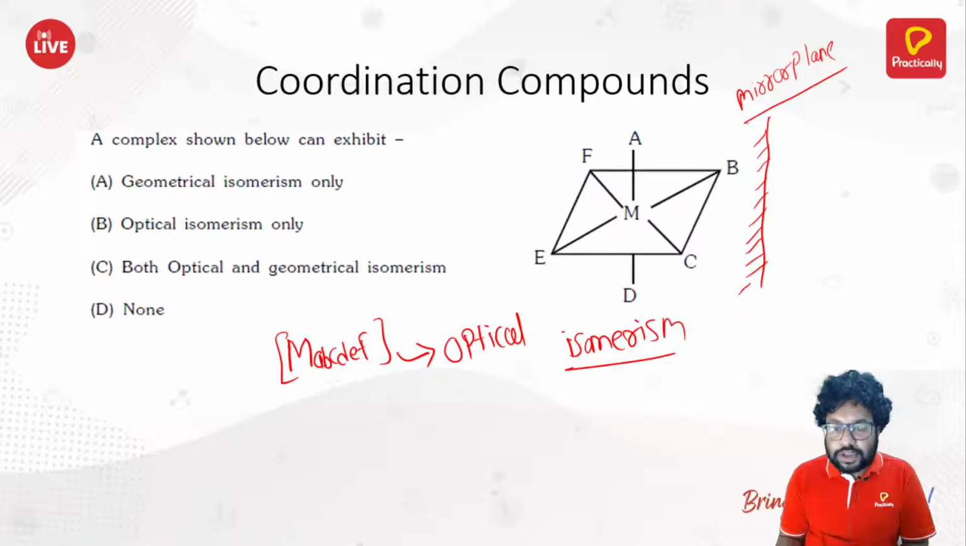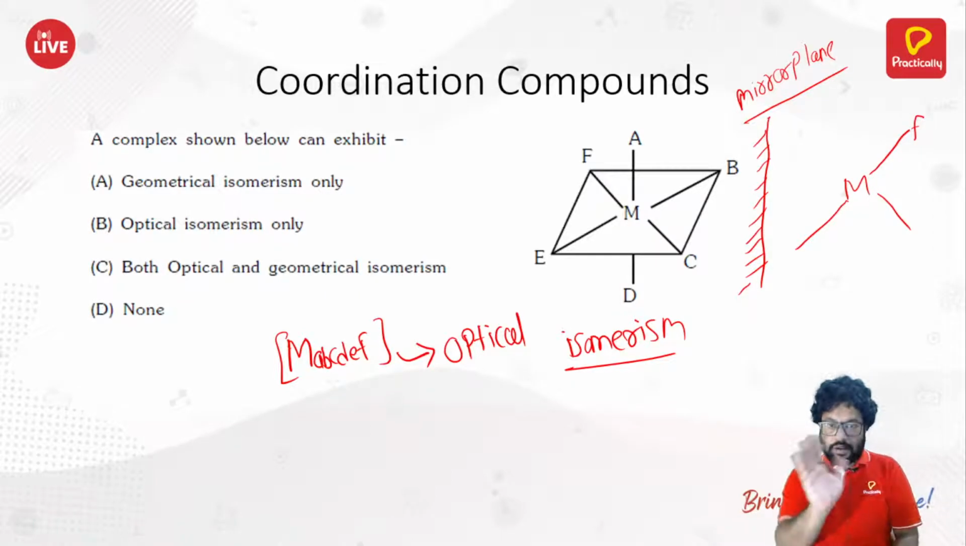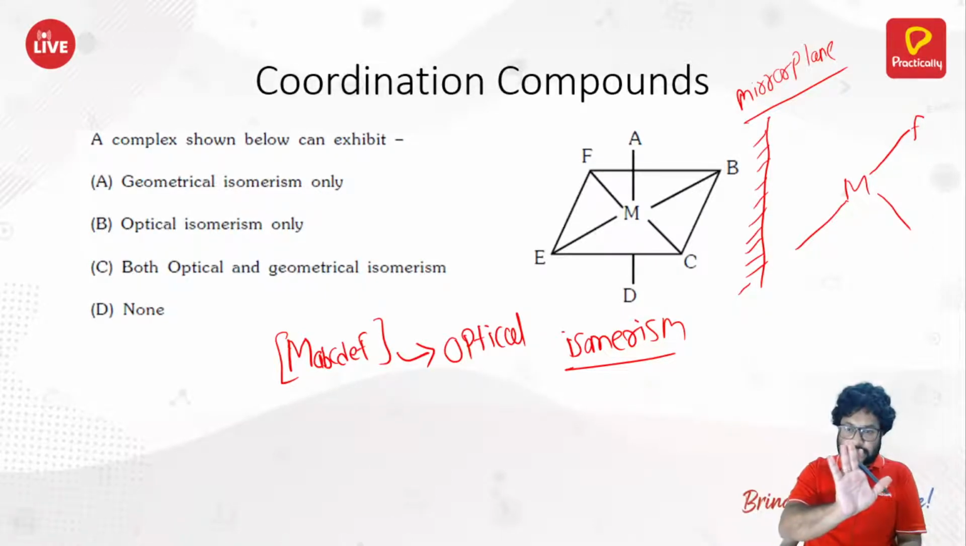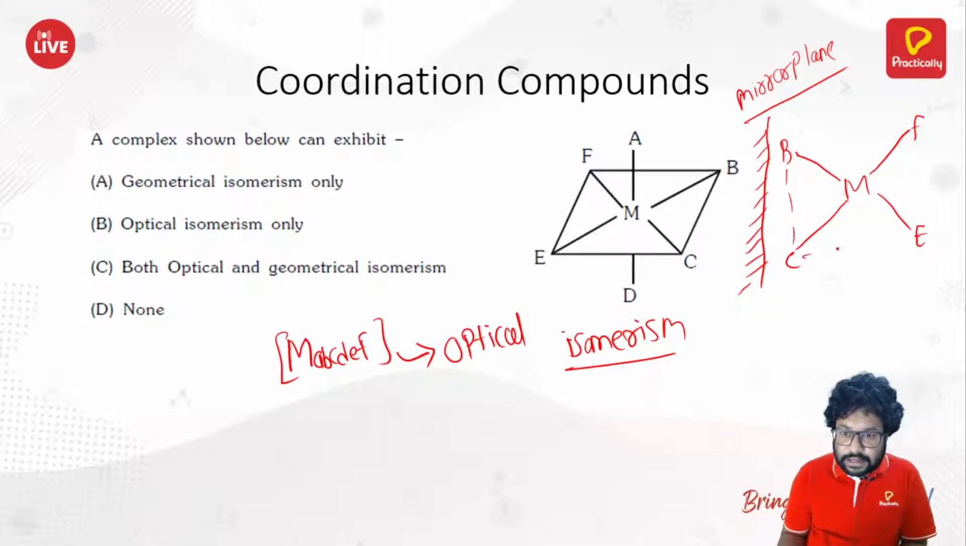If you take the mirror image of this, it should look like, you would have a F here. Now, okay, it's a mirror now. If it is like this, it should look like this. So F is there, E is there, C is here, B is here, right? And your A and D would be unchanged.